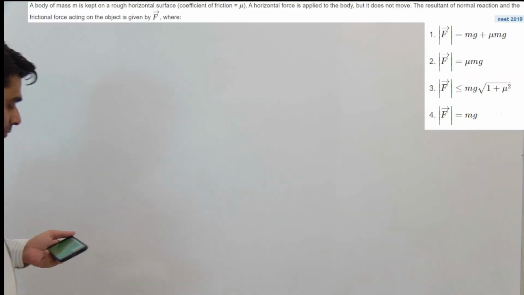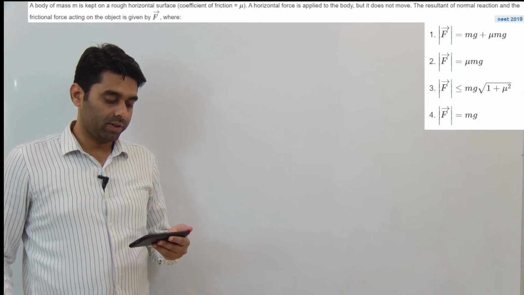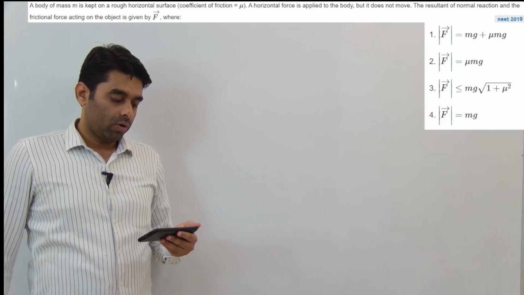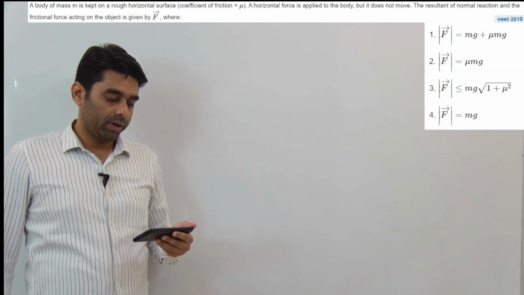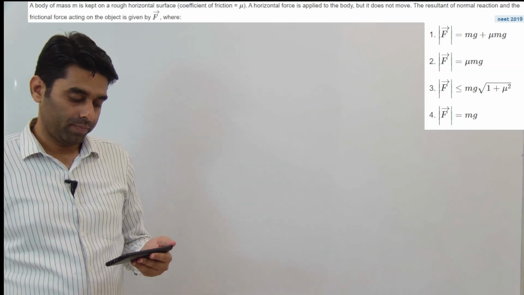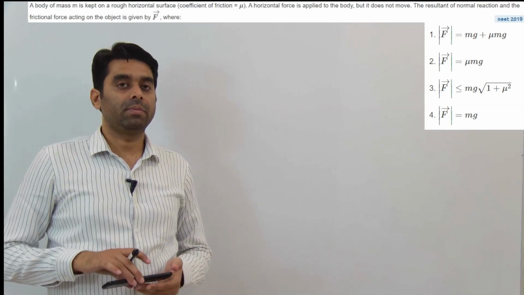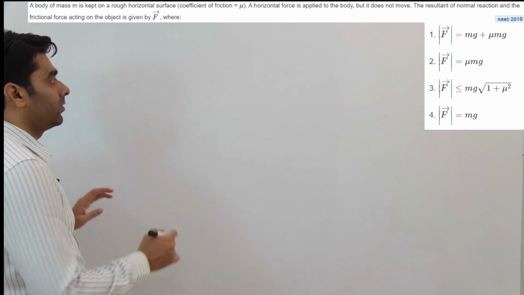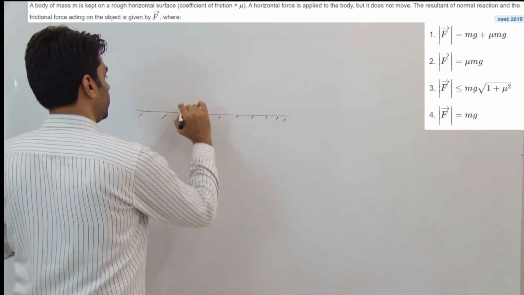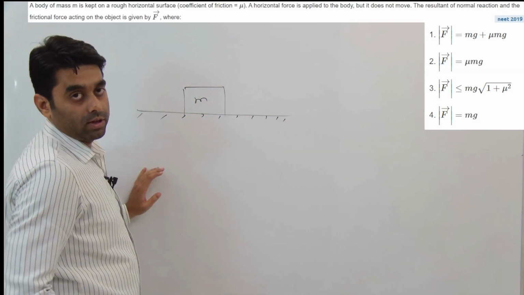So the question given to us is a body of mass m kept on a rough horizontal surface. Coefficient of friction is mu. A horizontal force is applied to the body, but it does not move. The body is not moving, that implies static friction will be acting, right? The resultant of the normal and the frictional force acting on the object is given by F, right? Let us draw the situation. A block of mass m is kept on the horizontal surface. Let us draw all the forces on it.